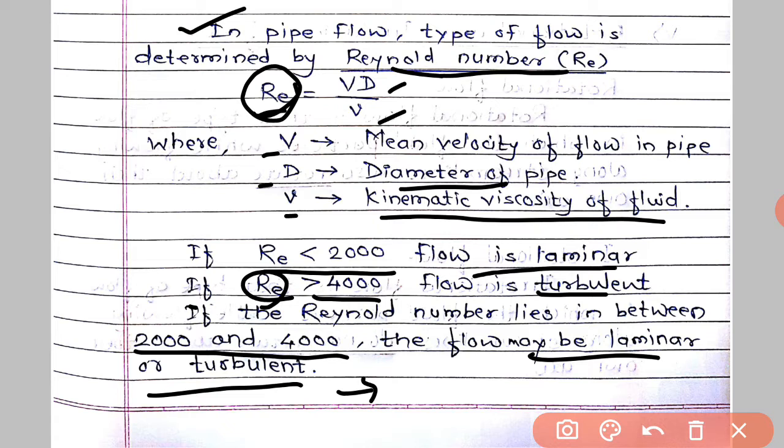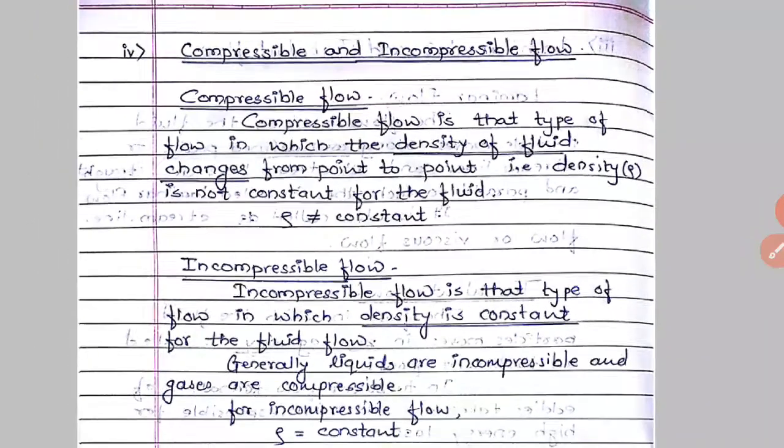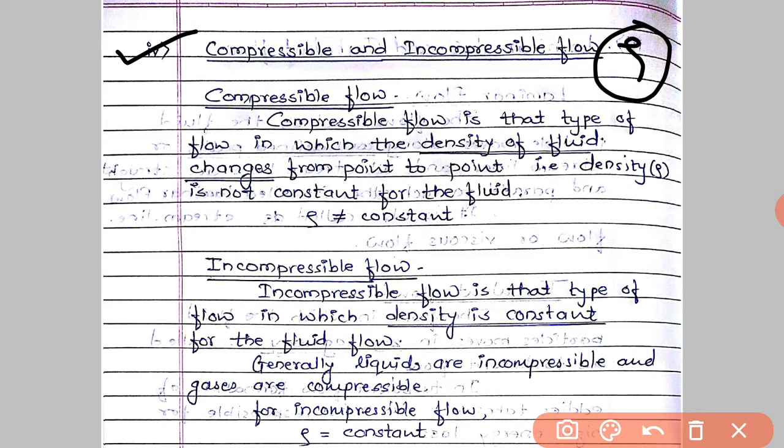Now we have to see what is compressible flow and what is incompressible flow. So first we have to know what is compressible and what is incompressible. Compressible and incompressible flow depend upon density. Density is rho. In compressible flow, the density of fluid changes from point to point. That is, we can compress that fluid, and it is called compressible flow.